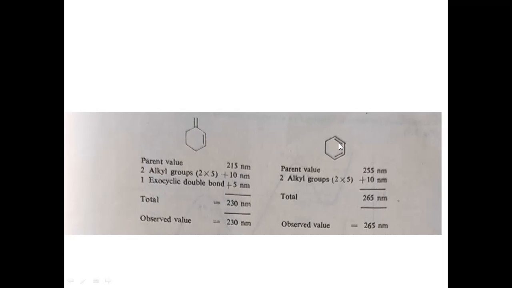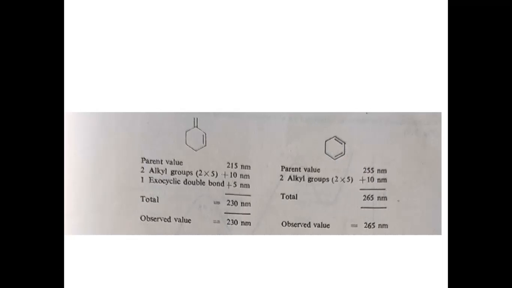Now here this is cyclohexadiene, isn't it? This is cyclohexane, so hexadiene, two double bonds are present. So what is the parent value? 215 nm. Homoannular diene. Two double bonds are present within the same ring, so homoannular diene.